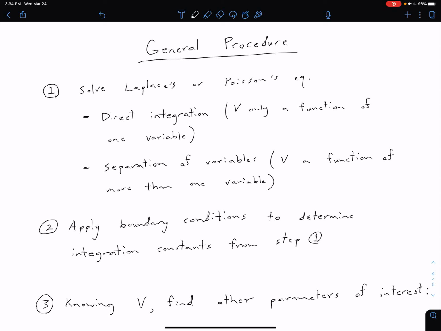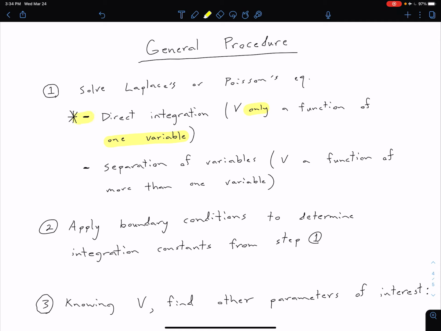Let's talk about the general procedure for applying either Poisson's equation or Laplace's equation. We've talked about this briefly at the end of the previous video, but our first step is going to be to solve the Laplace or Poisson equation. There are two routes we can take depending on the problem. One is direct integration, which is if our voltage is only a function of one variable. This is a lot easier, and this is what we're going to be focusing on in this unit.